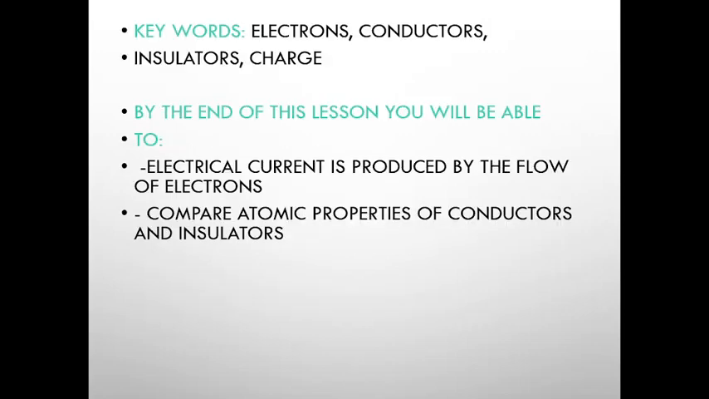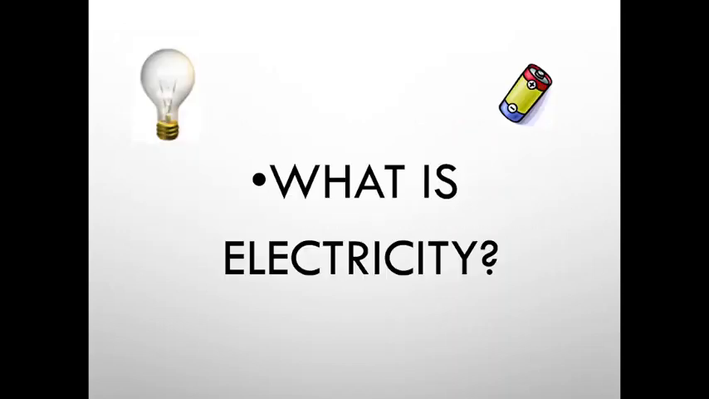Also, guys, I prepared for you some new keywords for today's lesson. They are electrons, conductors, insulators, and charge. And I believe that you know the definitions of all these words. By the end of this lesson, you'll be able to distinguish that electrical current is produced by the flow of electrons, and compare atomic properties of conductors and insulators.